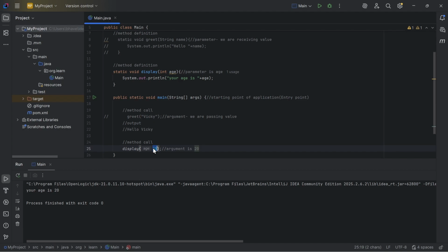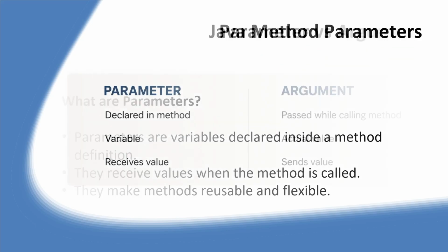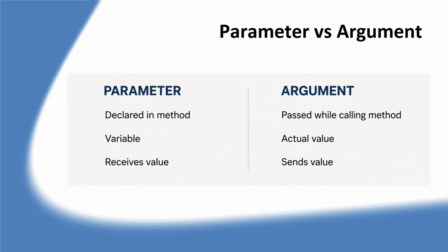Now let's see what is parameter and argument. Okay, so here you can see this is parameter and argument. Parameter is declared in the method definition. Just now we have seen it with examples. So parameter is declared in the method definition, and where is argument? Argument is passed while calling method.